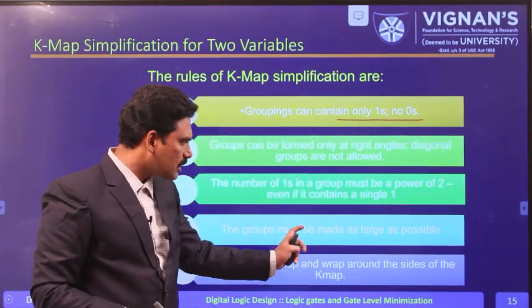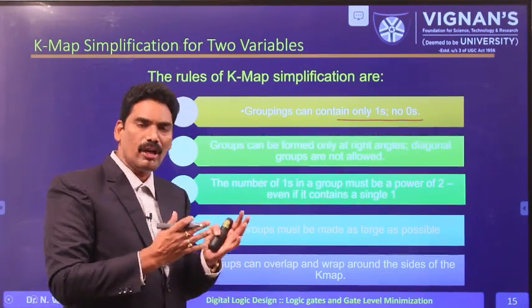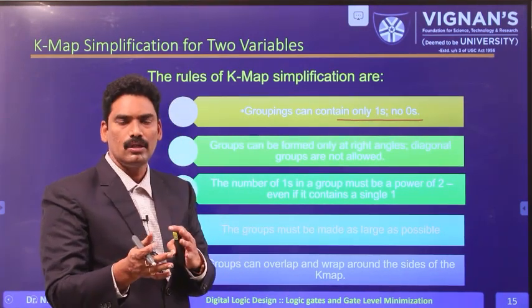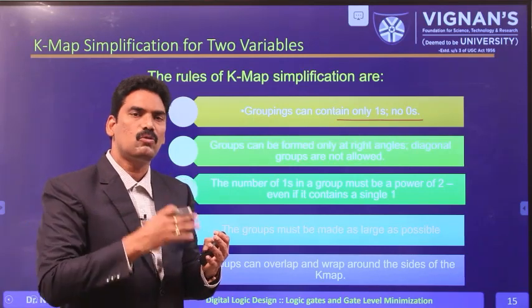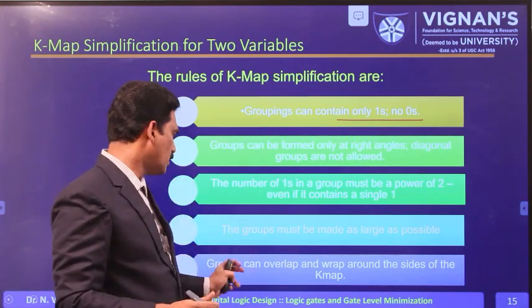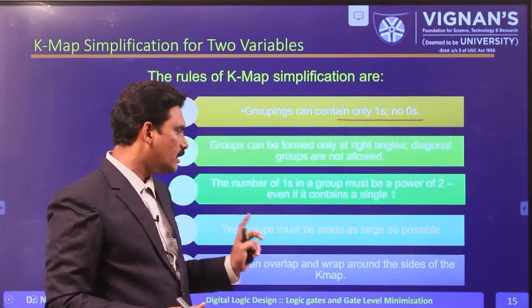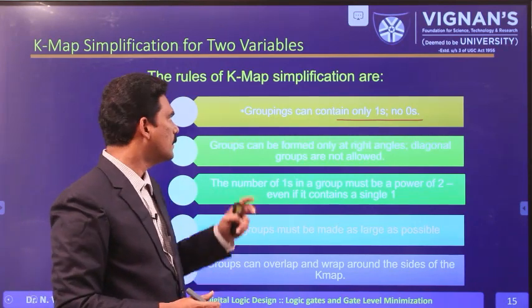And the groups must be made as large as possible. That means if we have an option of grouping 8, we have to go for 8 only. If 2 is possible, 4 is possible, 8 is possible, then we have to opt for 8 only. And groups can overlap and wrap around the sides of the K-map. We are going to discuss in detail about all these rules.